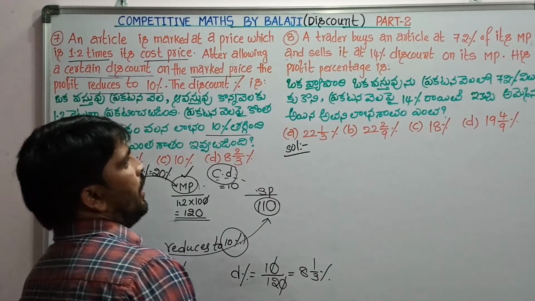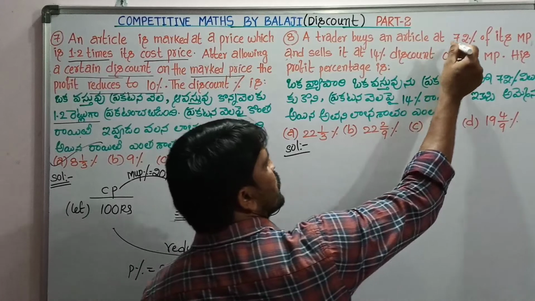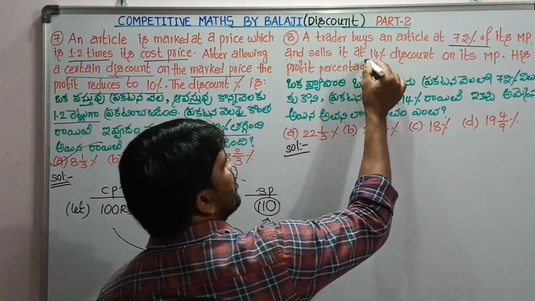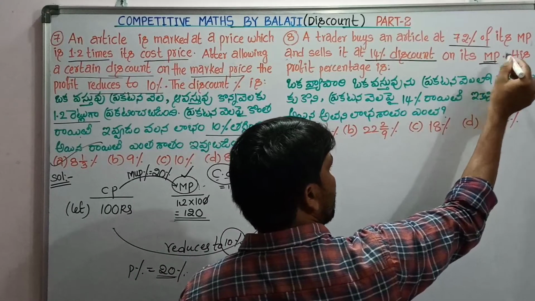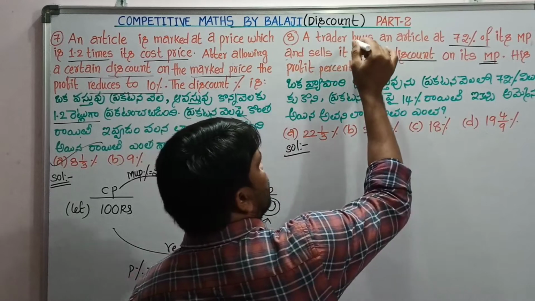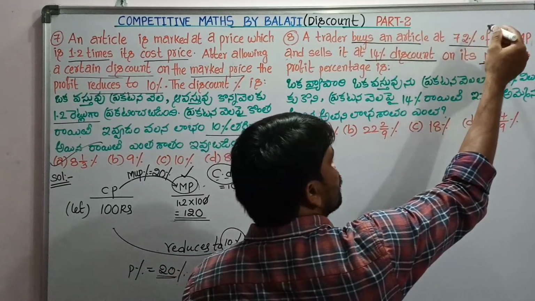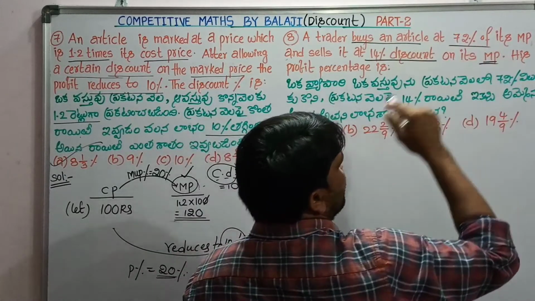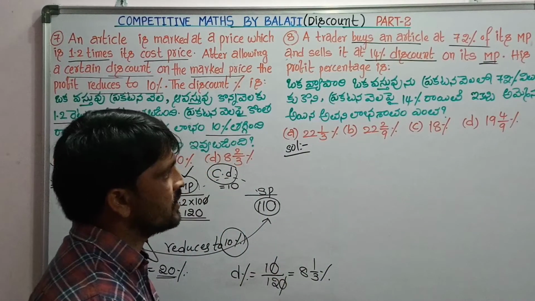Question number 8. A trader buys an article at 72% of its market price and sells it at 14% discount on its market price. His profit percentage is dash.